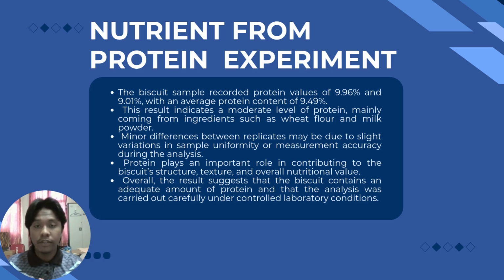So, for the nutrient from protein experiment, the biscuit sample recorded protein values of 9.96% and 9.01%, with an average protein content of 9.49%. This result indicates a moderate level of protein, mainly coming from ingredients such as wheat flour and milk powder. Minor differences between replicates may be due to slight variation in sample uniformity or measurement accuracy during the analysis.